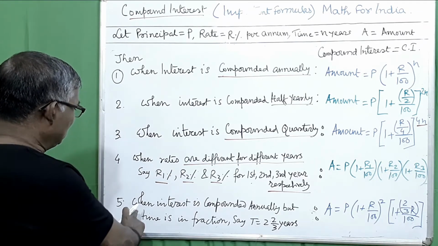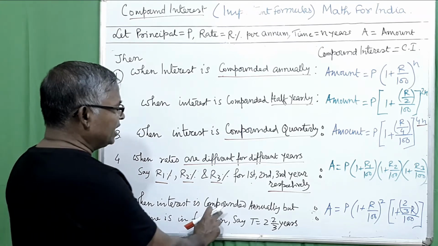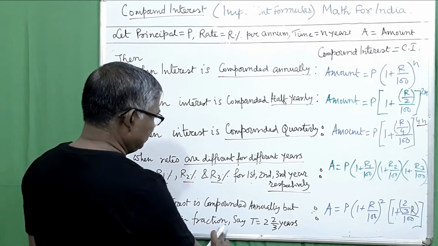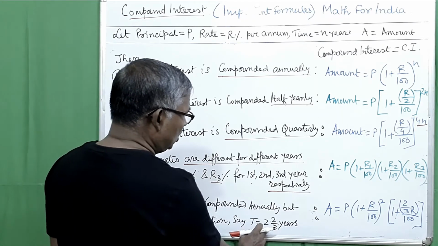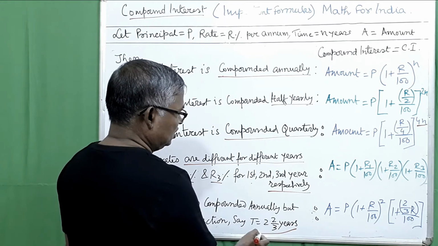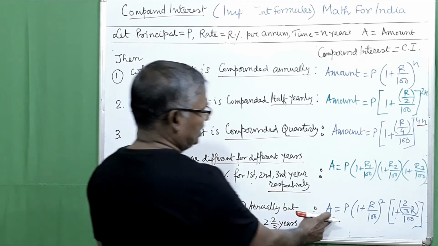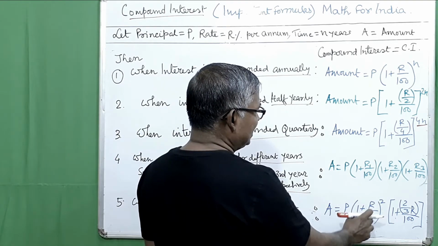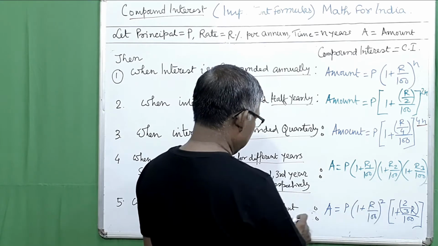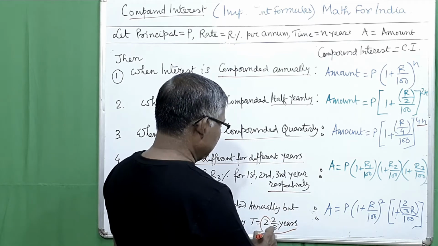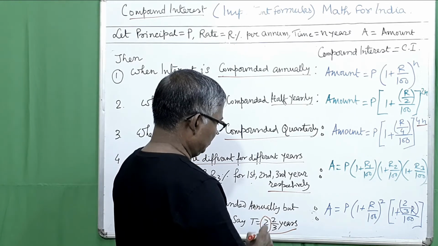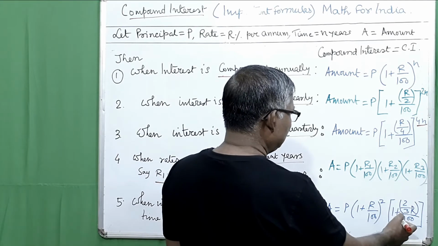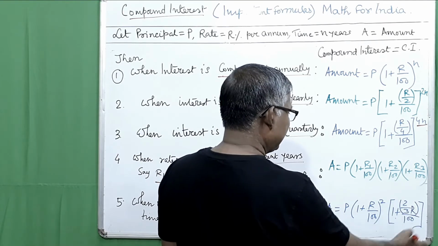Here you see, when interest is compounded annually, but the time is in fraction, say 2 whole 2 by 3 years, then what would be the amount? Then A equals P into (1 plus R by 100) whole to the power 2, here the whole year is 2, into (1 plus (2 by 3) R by 100).